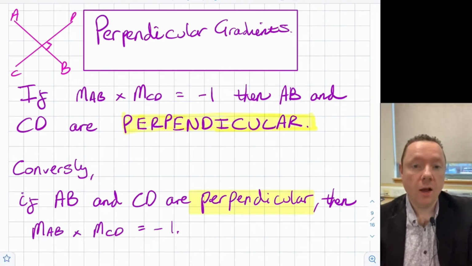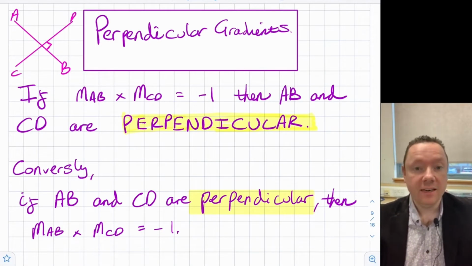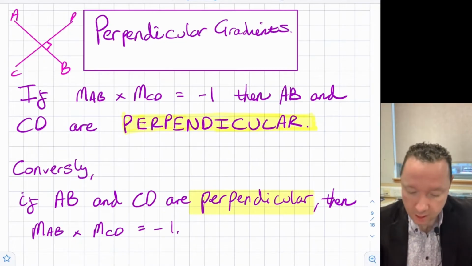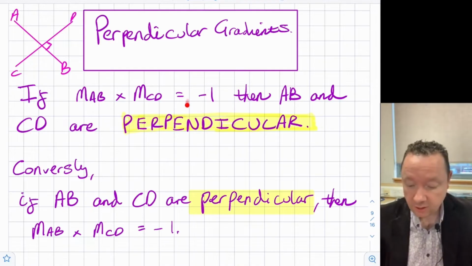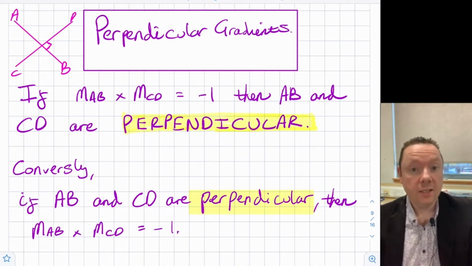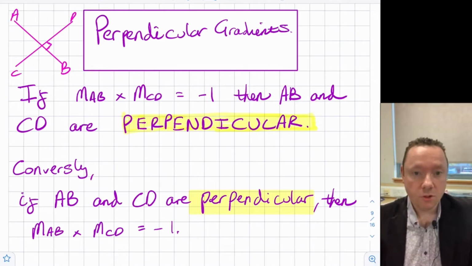Today we're going to be looking at perpendicular gradients. We're going to see how if you take two lines which are at right angles to each other, then the gradients times together to give minus 1. We've got a couple of lines here at right angles to each other. So the theorem is, if you times the two gradients together and you get the answer minus 1, then you can say that the lines are perpendicular. They are at right angles to each other.